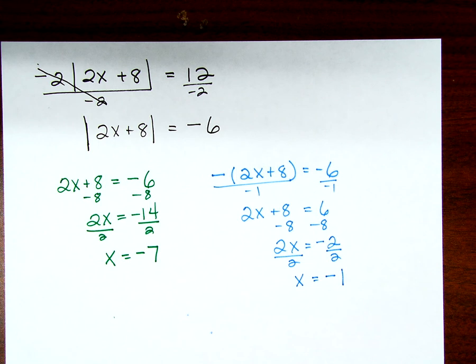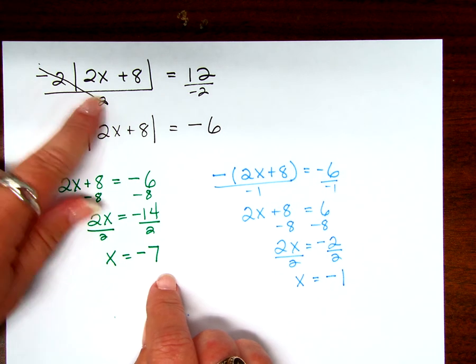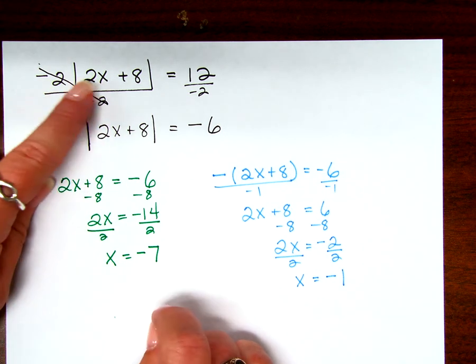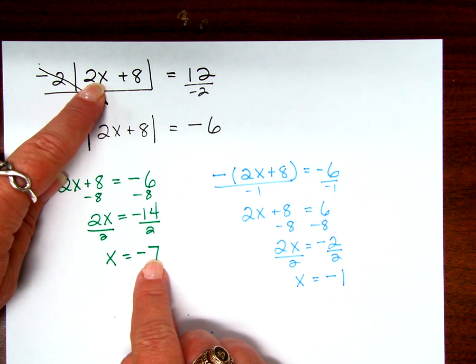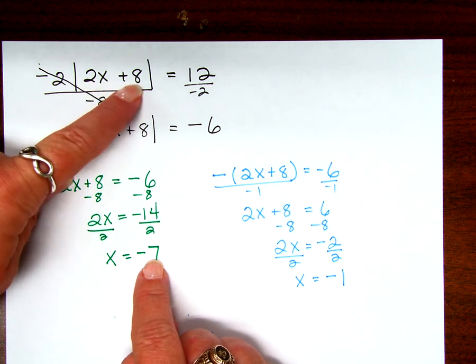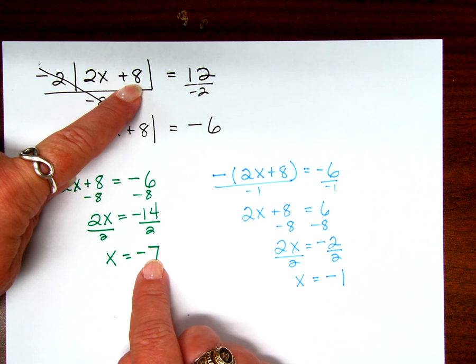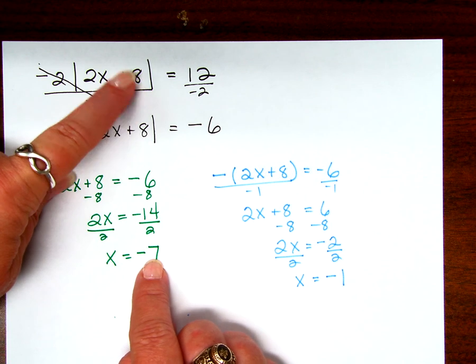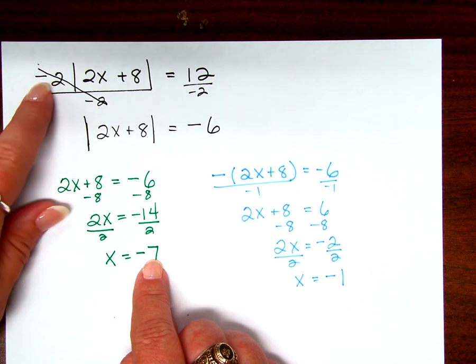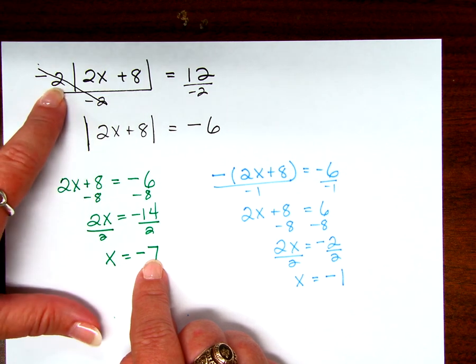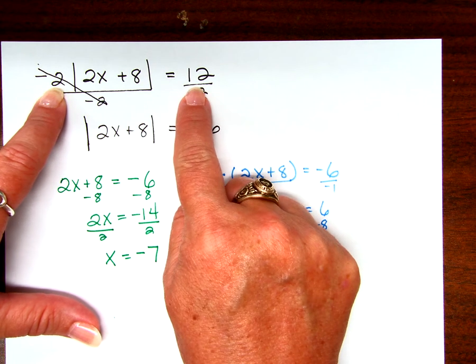Did I do all my steps right? Okay, last step. Back to the original, so the negative 2 is still there, right? So 2 times negative 7, negative 14. Negative 14 plus 8, negative 6. Absolute value of negative 6, 6 times negative 2. Negative 12. Does negative 12 equal 12?